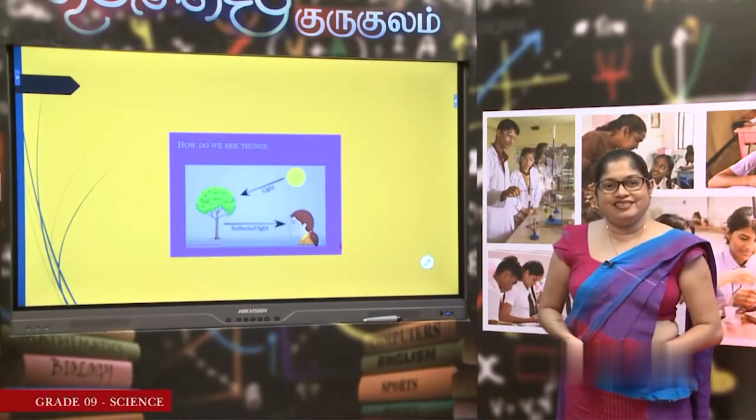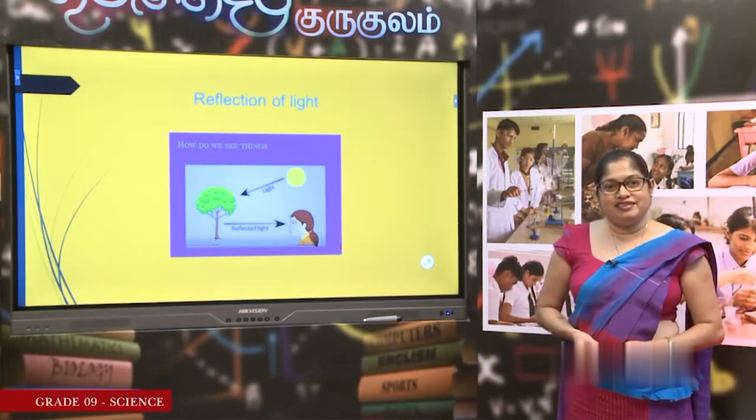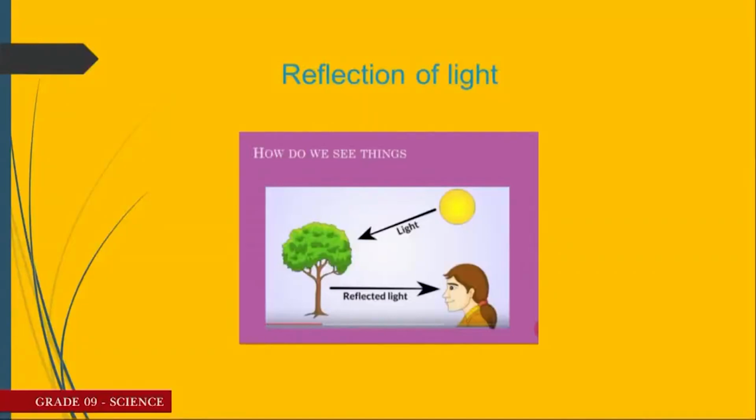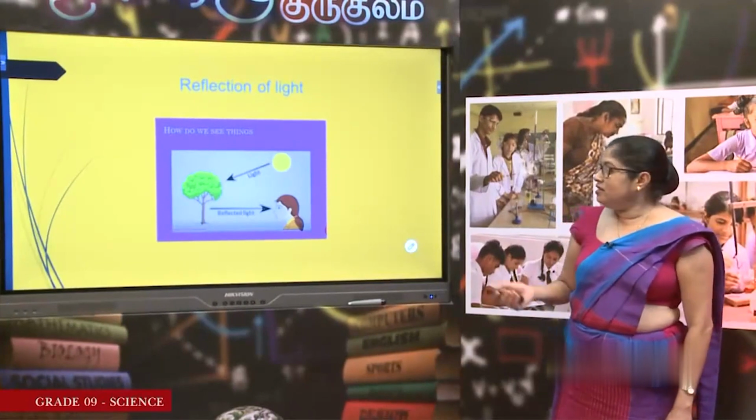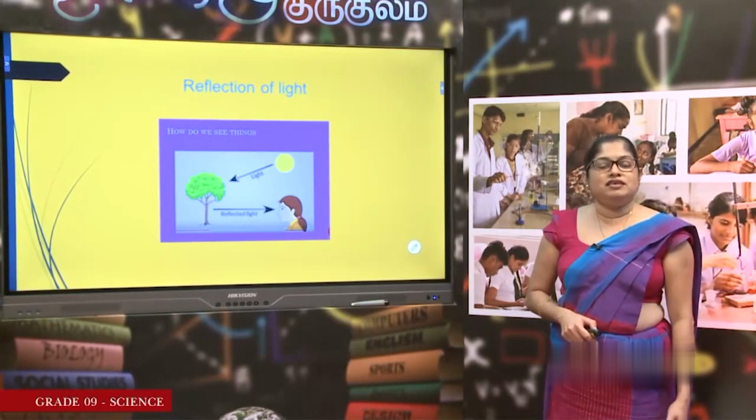How do we see things? We see things because of reflection of light. In this diagram, you can see a light ray is coming from the sun, the main source of light we have, and the light ray is falling on the object. Here it is a tree. So, the light ray that is reflected from the tree is reaching the eye of the observer, so that she can see the tree. In this way, we can see the things around us.